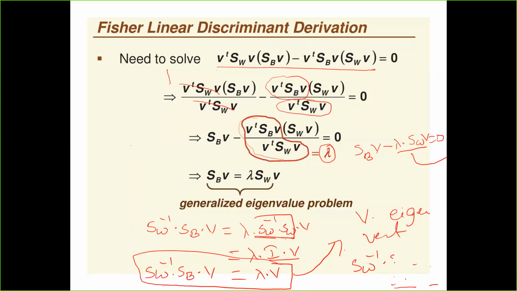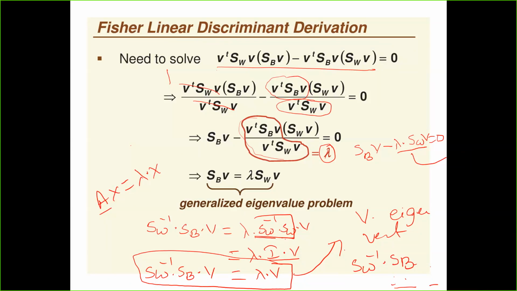SW inverse times SB. Am I right? Because it is of the form A times X is equivalent to lambda times X, right? Where X is the eigenvector of A. So what is A in this? SW inverse SB. Am I right, madam? Yes, sir. So it means if you can find out the eigenvector of SW inverse SB, that is the optimal V that you are looking for.